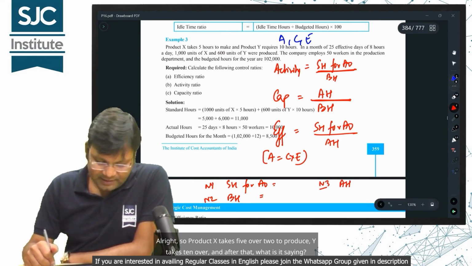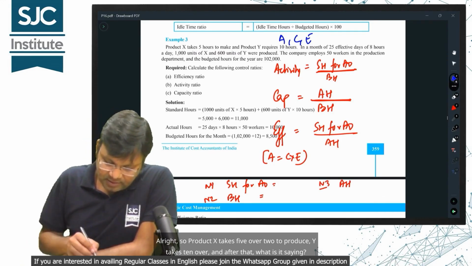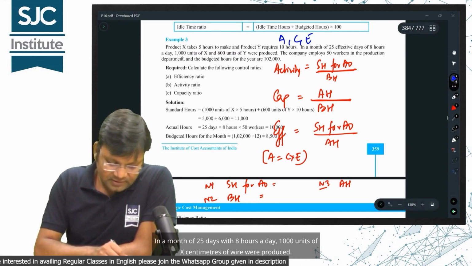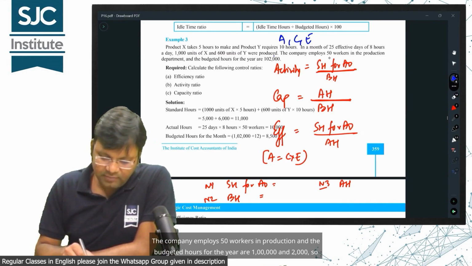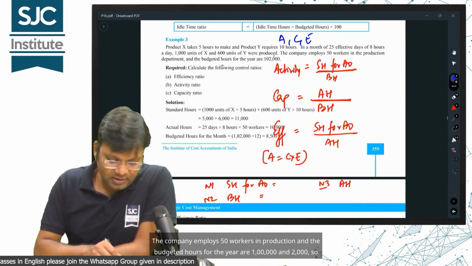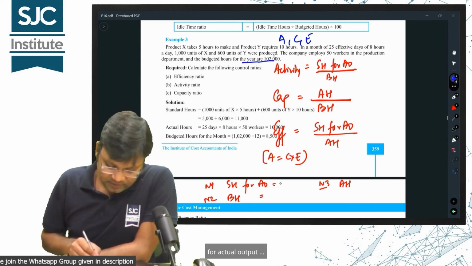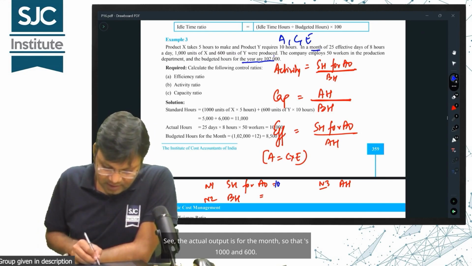Alright, so product X takes 5 hours to produce, Y takes 10 hours, and after that, what is it saying? In a month of 25 days with 8 hours a day, 1000 units of X were produced. The company employs 50 workers in production and the budgeted hours for the year are 1,02,000, so for actual output, see, the actual output is for the month, so that's 1,600.